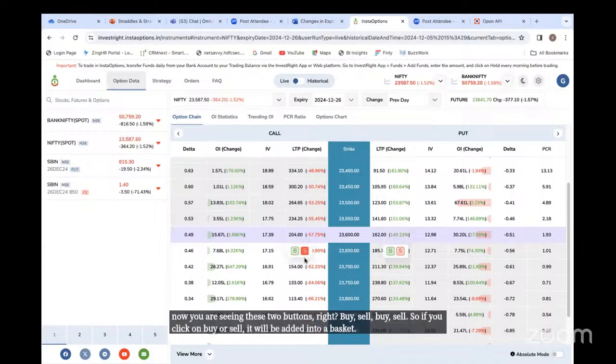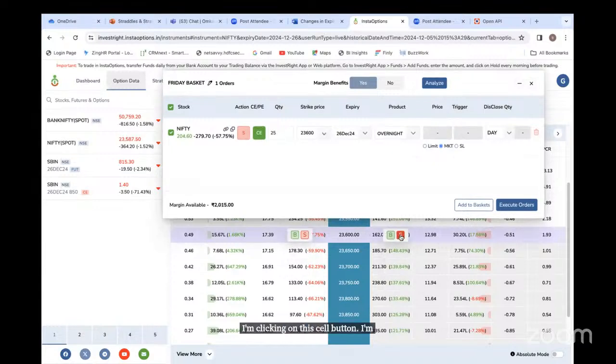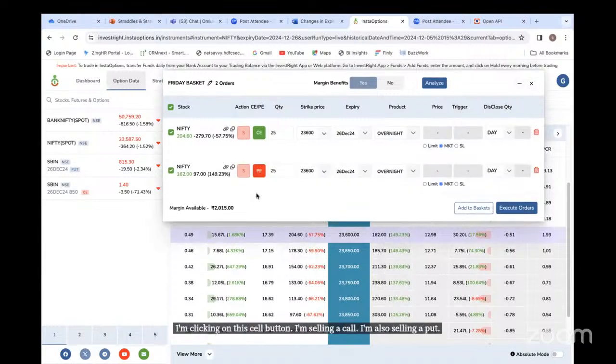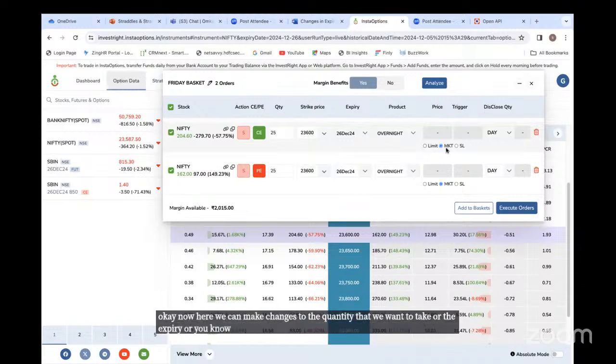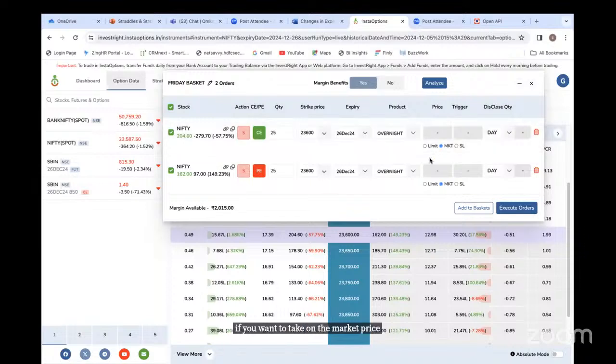I'm clicking on this sell button. I'm selling a call. I'm also selling a put. As soon as I clicked on the contract button, it was added into the basket. Now, here we can make changes to the quantity that we want to take, or the expiry, or whether we want to take the market price or the limit price, like that.